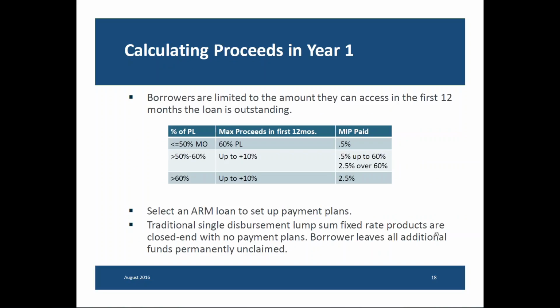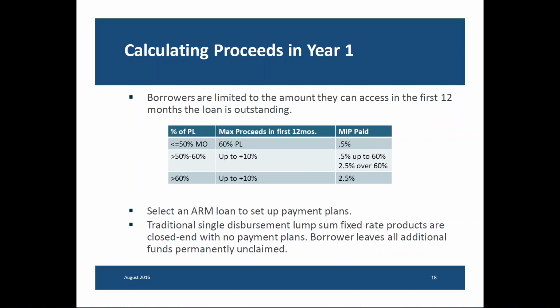Now, calculating proceeds in year 1. I may have mentioned earlier about mandatory obligations and the fact HUD put in some limits on the amounts of proceeds a borrower can get in the first 12 months. Now, you may be saying limits, that doesn't sound good, but it's not. It's not bad at all. What it did, it also is when a borrower had a low utilized loan and monthly obligations of less than 60%, it reduced the upfront MIP by a lot. It reduced it from 2.5 to 0.5%.